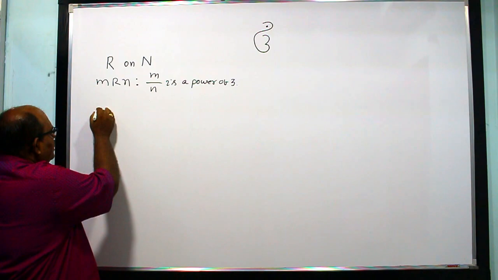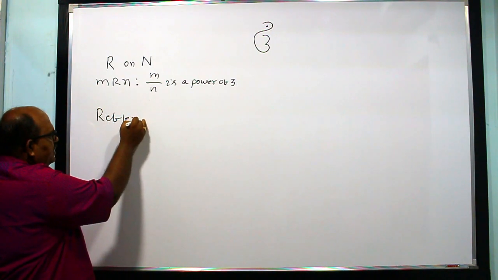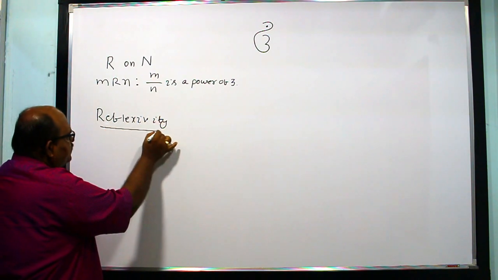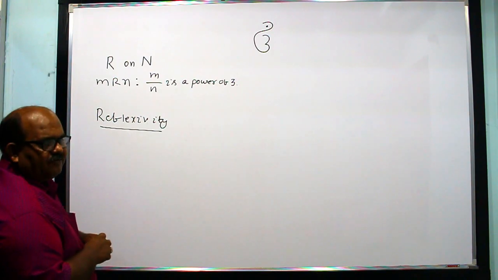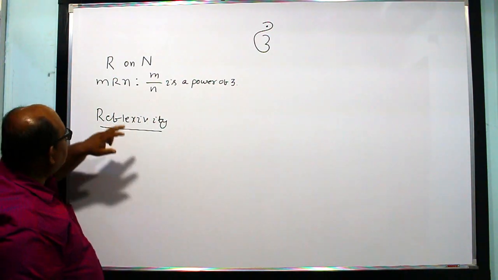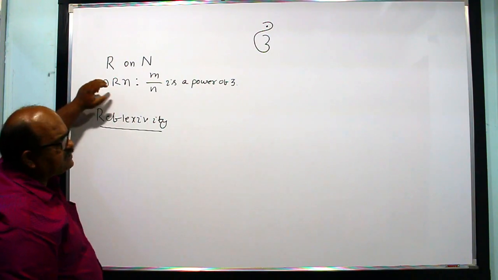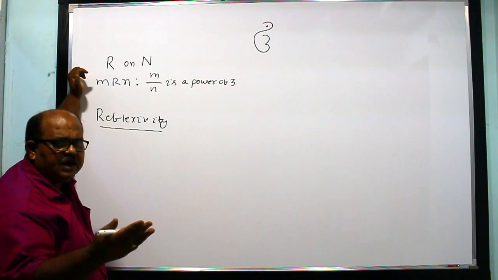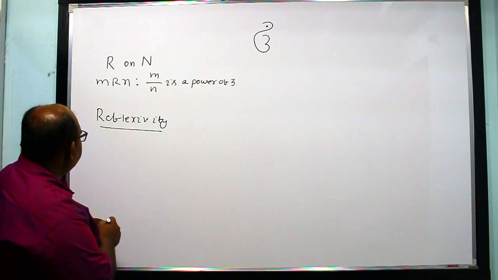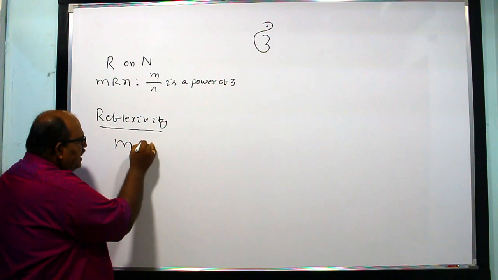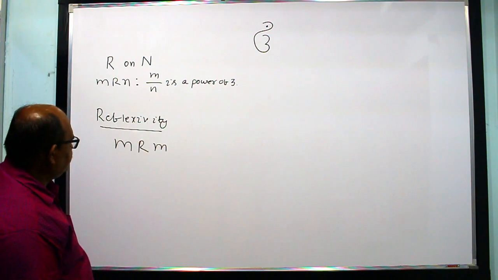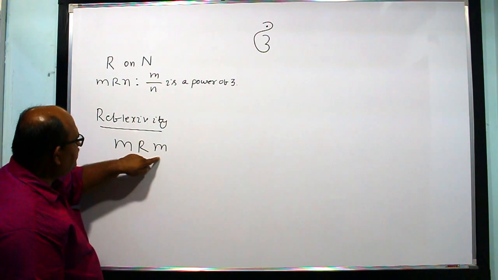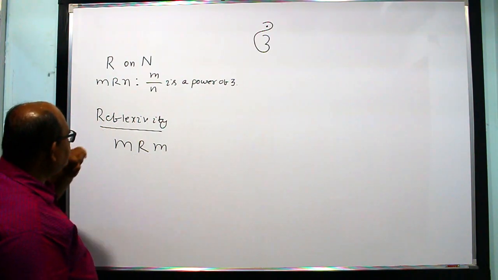Now we will test for reflexivity. Is this relation reflexive or not? Look at when a relation will be reflexive: if every element of the set is related to itself. So we will check whether m related to m is true or false. If m related to m is true, then it is reflexive. If m related to m is not true, then it is not reflexive.